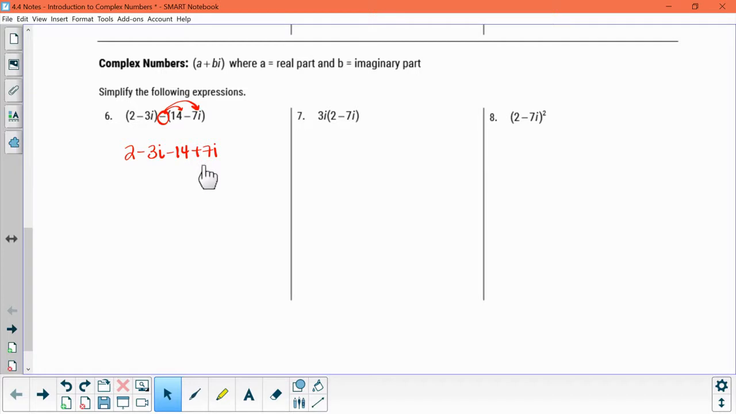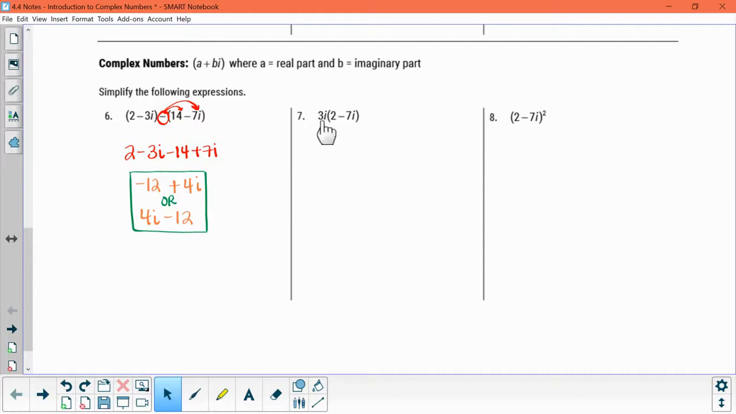I want to remind you, just treat i as if it were a variable, like a variable x. It's going to get the same rules applied to it. The only thing is, when it's i squared, we just turn it into -1. So this is going to give me -12 plus 4i. You also could write it as 4i minus 12. Both of these are correct.